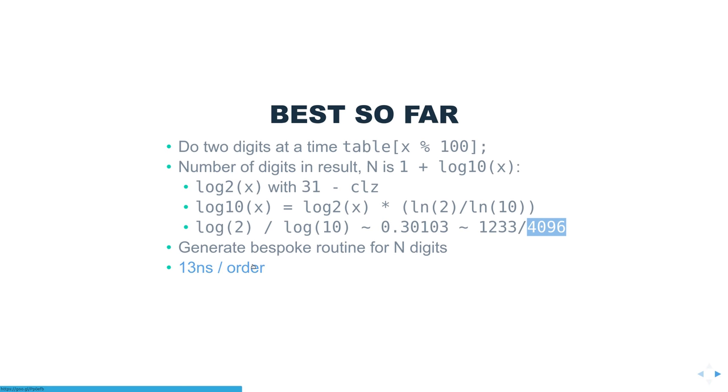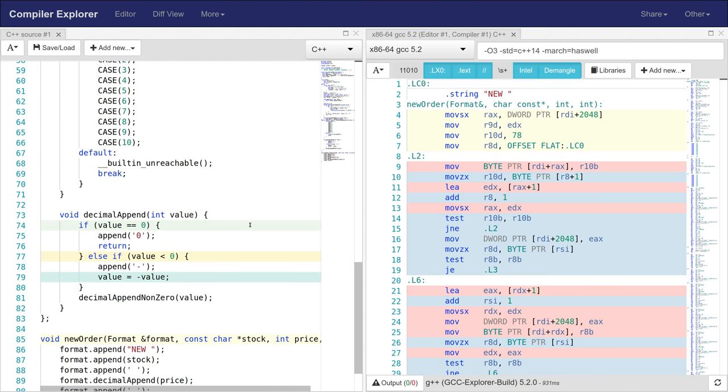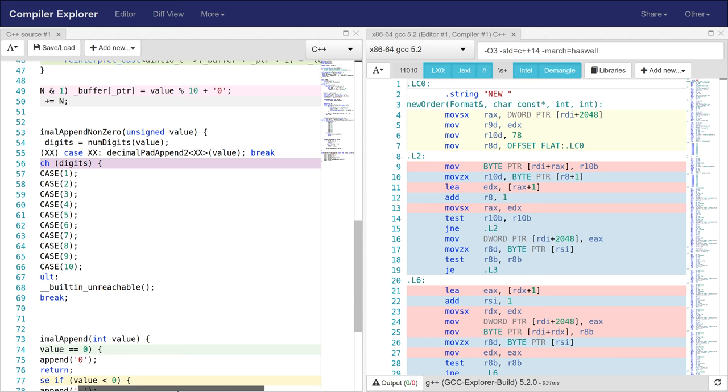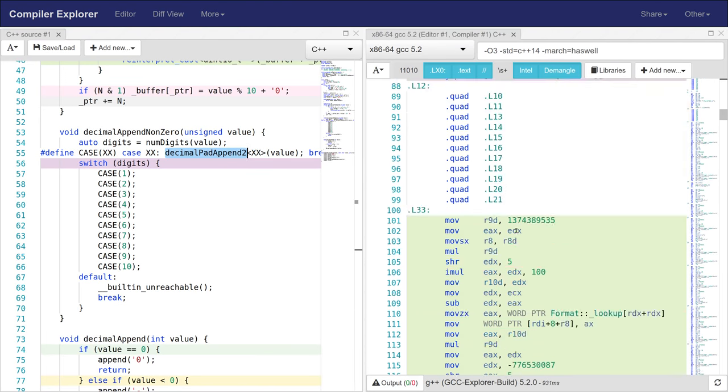And let's just have a quick look at what the code looks like over here in Compiler Explorer. So I've got all the code over here. There's the funny case statements here where I'm switching on the number of digits, and then in each case, I'm horribly using a macro, I know it's horrible, using this decimal pad append for that number of digits. So I'm using the template function there. This is where we take the dynamic value that we've worked out, the number of digits in this particular value, and effectively jump out to the routine that is uniquely written for that many digits.